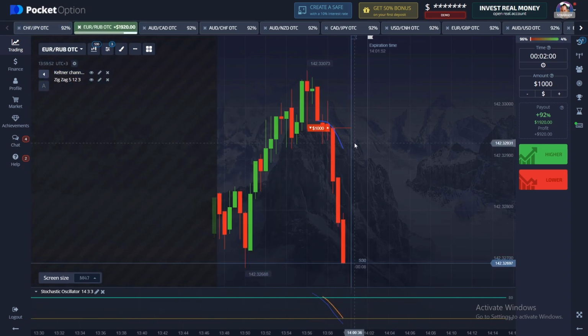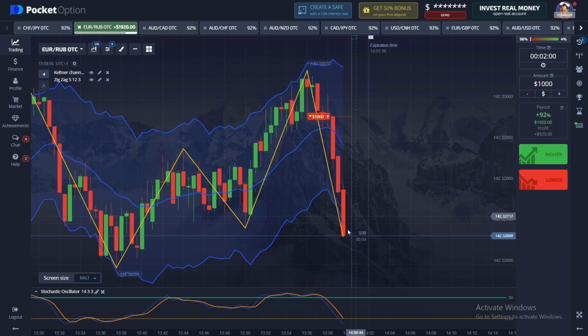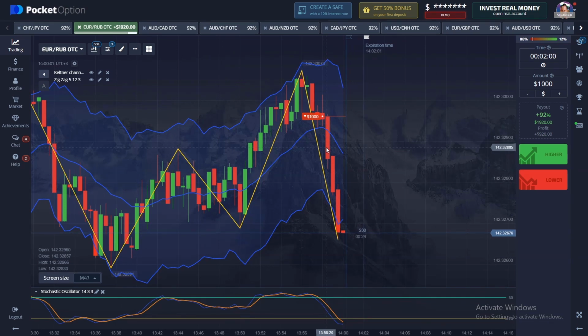We see, guys, we are profitable, and we see price here has managed to go down far away from where we took the trade. If you take this trade, you can be sure we are going to win.